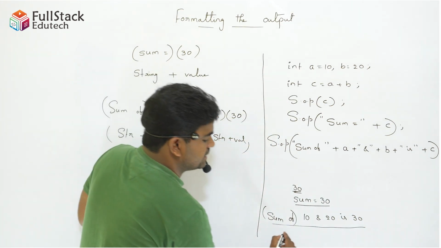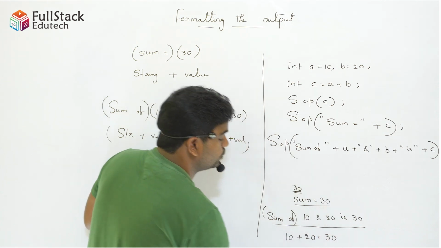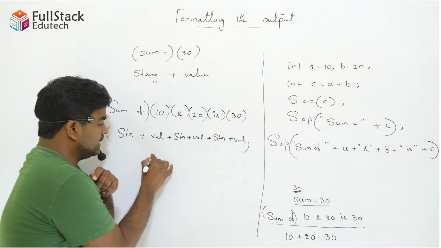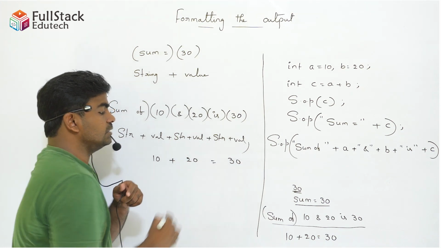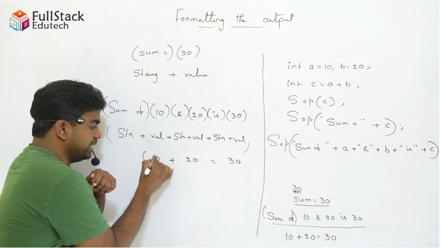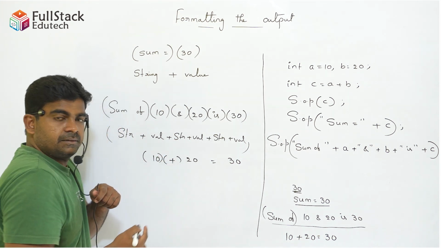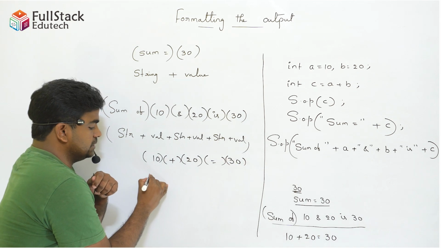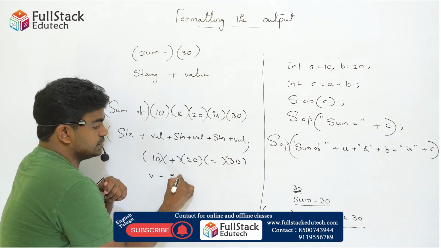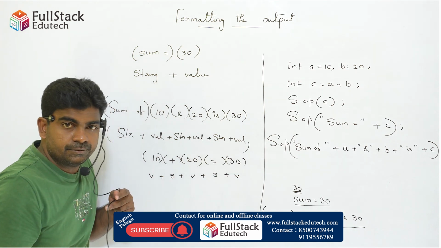Now, I simply want to display like this: 10 plus 20 equal to 30. See, this is a value, now this is a string, this is a value. String, value. This is value plus string plus value plus string plus value.